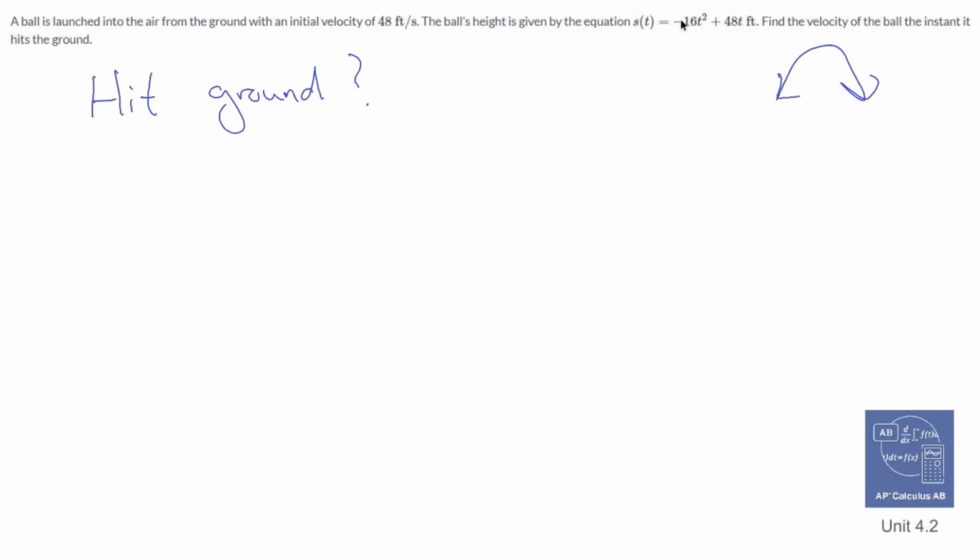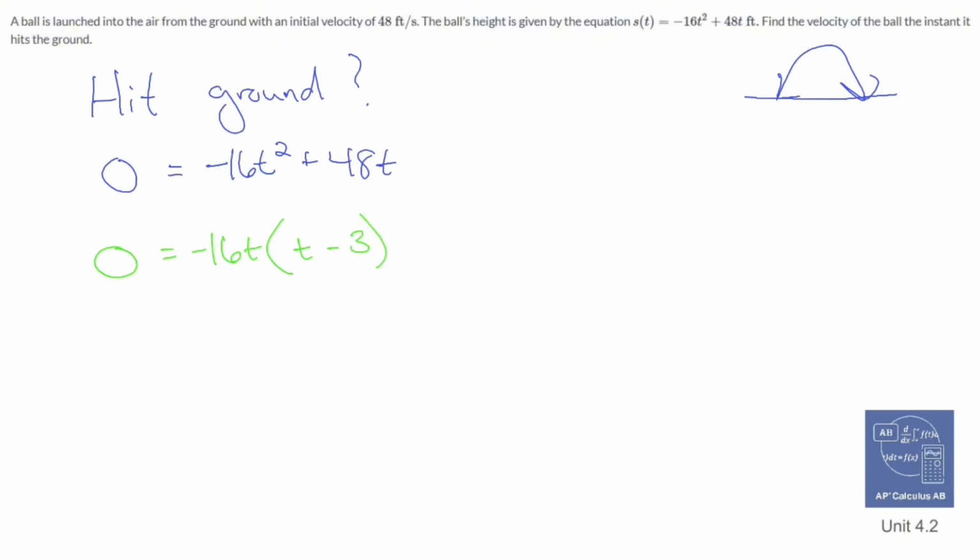Okay, I'm going to set this equal to 0, because setting it equal to 0 means that I'm on the ground. My height is 0, and s of t represents the height here. So it hits the ground when s of t equals 0. That's my position function. So I have negative 16t squared plus 48t. Let's factor out negative 16 and t. So negative 16t, and that leaves us with t minus 3. Okay, so my two options for t are 0 and positive 3. Now, one of these is where it's launched, and one of these is where it hits the ground. I'm no mathematician, but I know 0 is not going to be where it hits the ground. So this hits the ground at t equals 3 seconds.